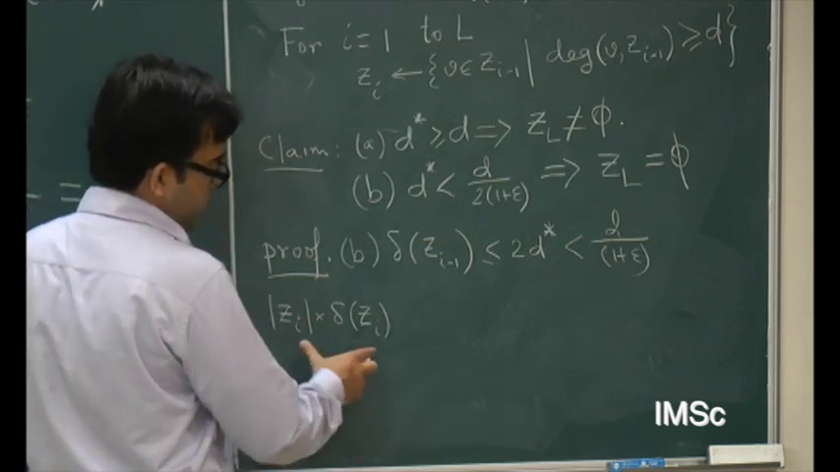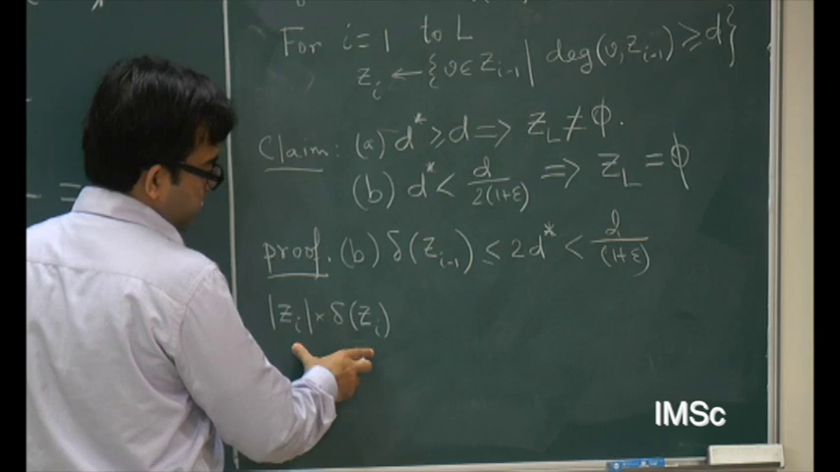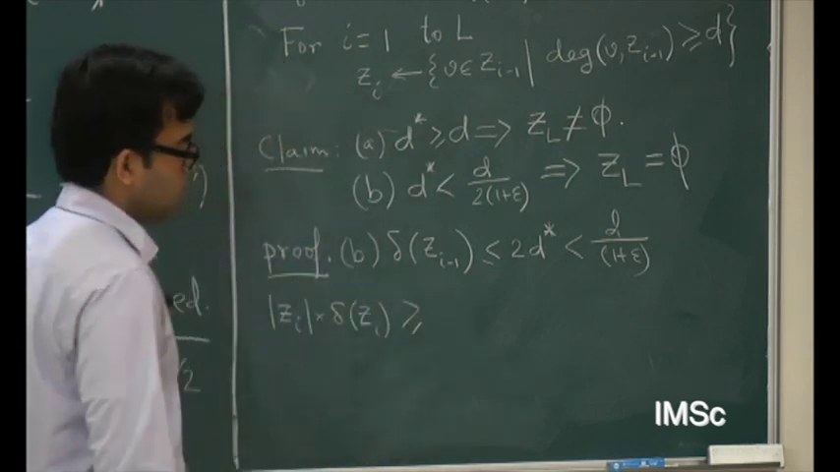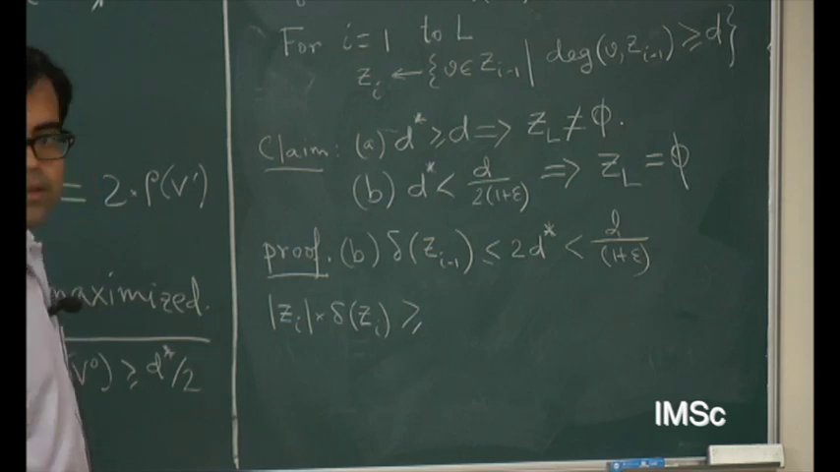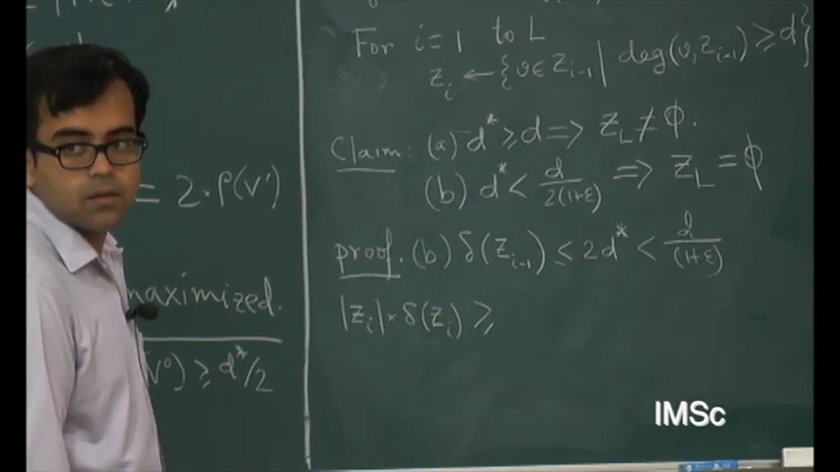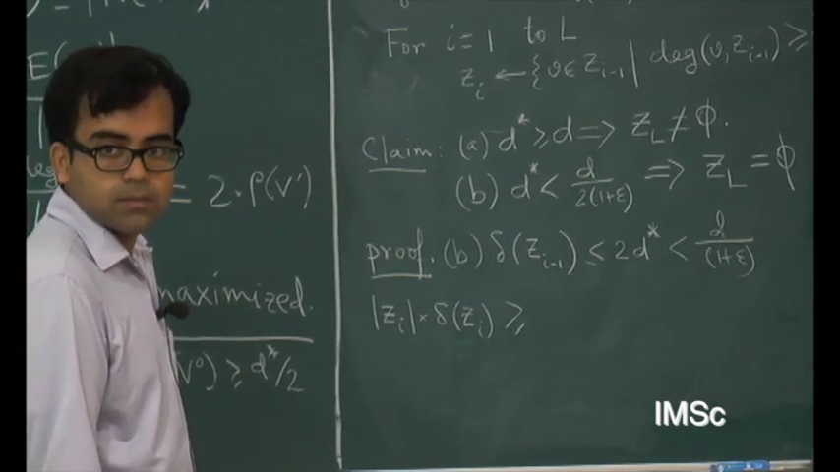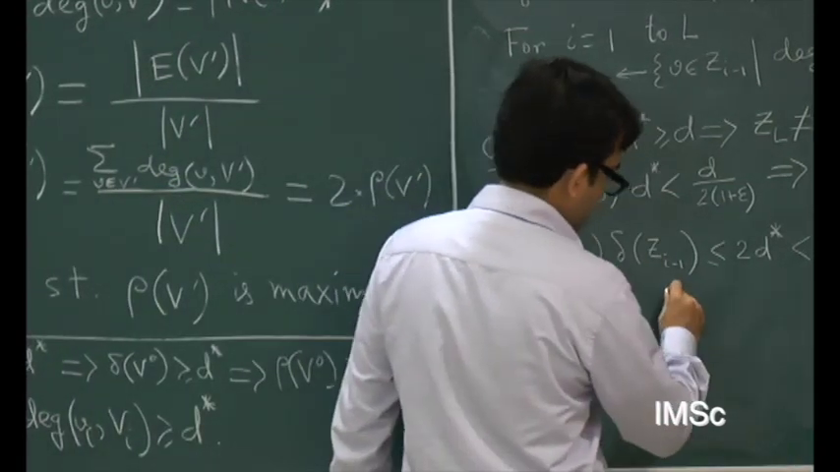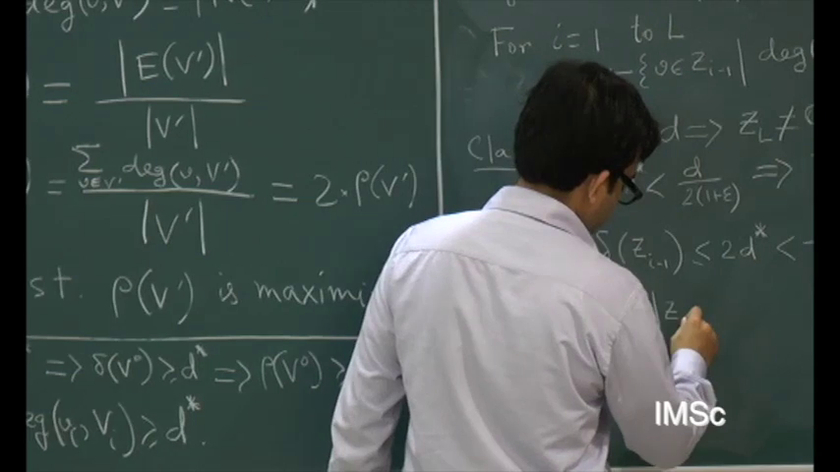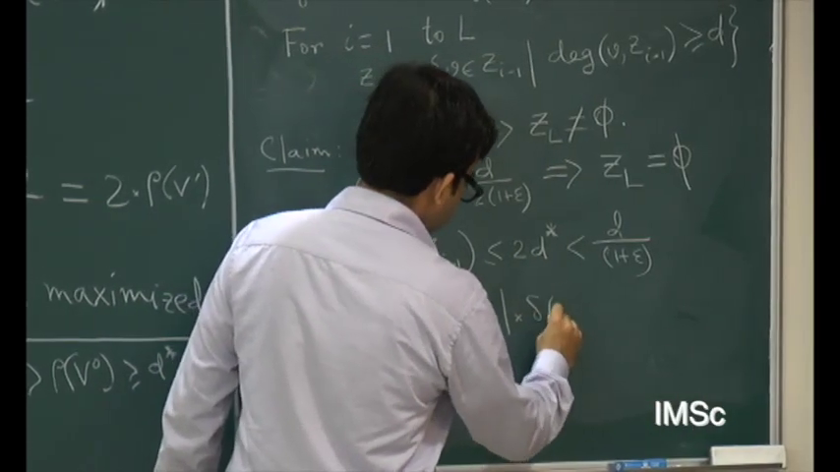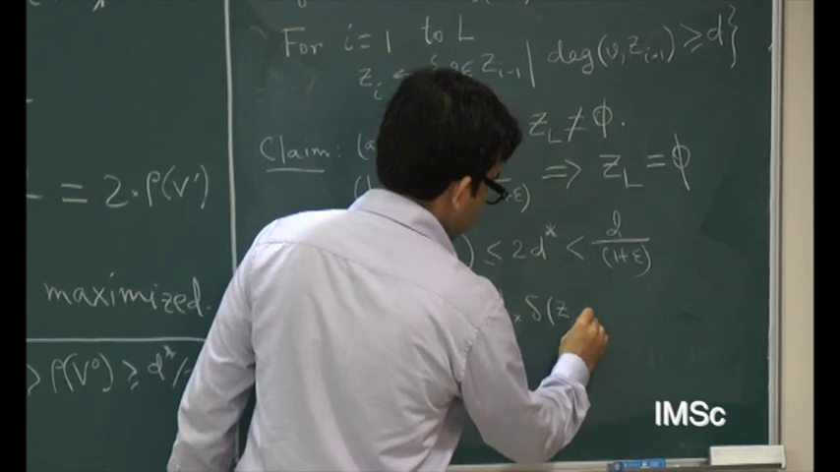Now this quantity is clearly greater than or equal to the total degree in Zi minus 1. Yes, because Zi is a subset of Zi minus 1. And the total degree in Zi minus 1 is this.